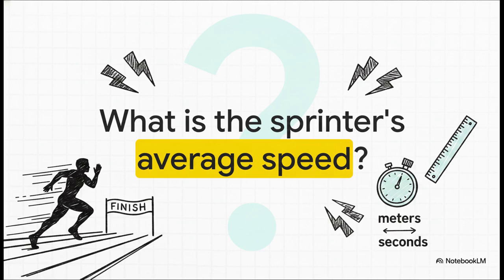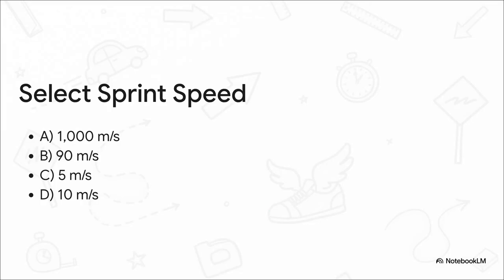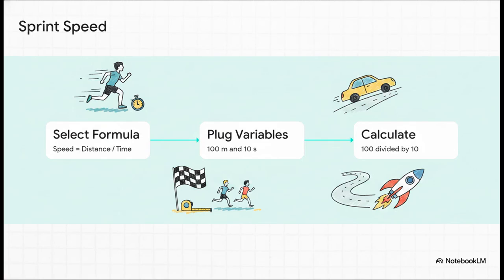Notice how we've completely dropped down from the huge scale of kilometers and hours to the immediate, lightning-fast scale of meters and seconds. A 100-meter dash in 10 seconds. Here is our final set of multiple-choice options. I really encourage a quick mental calculation from you here, just like the sprint itself. Is the speed A, 1,000 meters per second, B, 90 meters per second, C, 5 meters per second, or D, 10 meters per second? Let's run the numbers really quick.